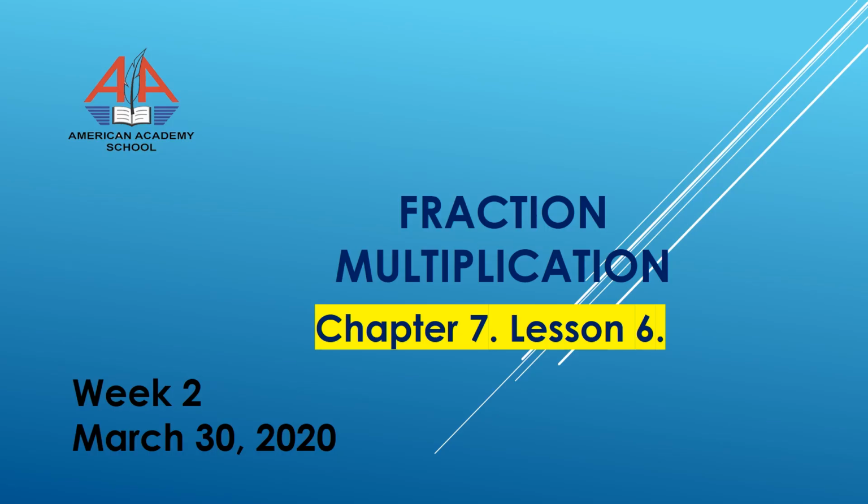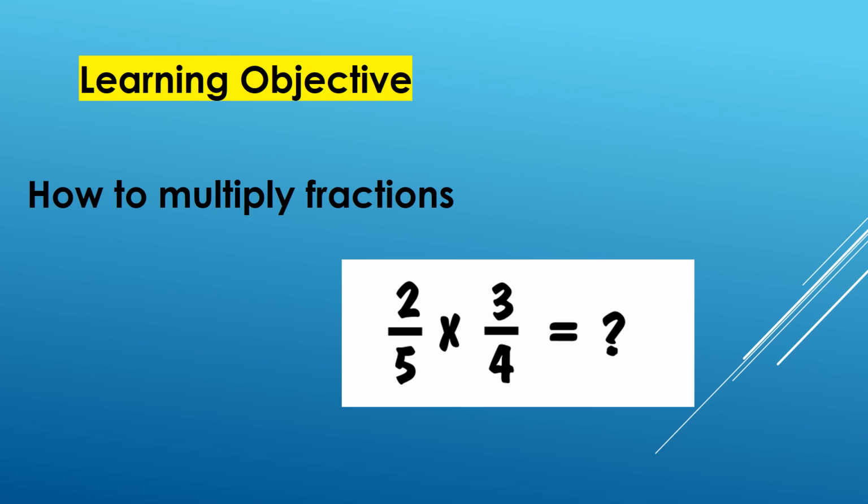So this is the second week of e-learning and this is the second lesson in math, fraction multiplication, chapter 7, lesson 6. The learning objective for this lesson is how to multiply fractions. Remember in chapter 6, we started with estimating fractions, then common denominators and equivalent fractions. Then the last lesson was how to add and subtract fractions. Now this lesson is very easy. It's easier than you think. It's how to multiply fractions and find the answer in simplest form.